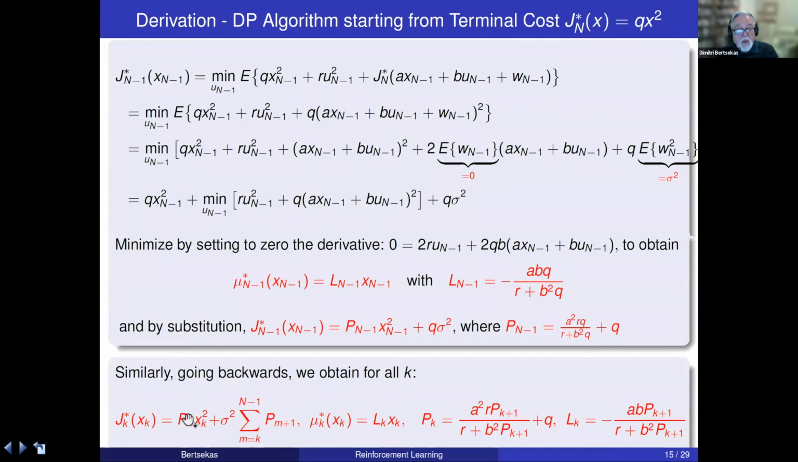For every stage, we calculate these coefficients, and simultaneously, we calculate these linear policy coefficients L_k.